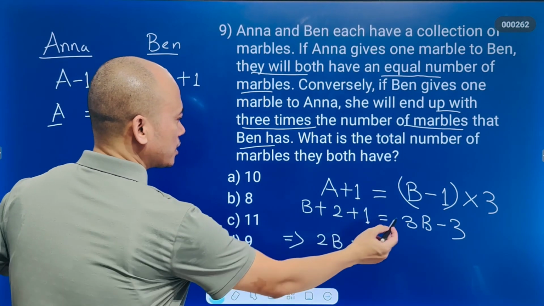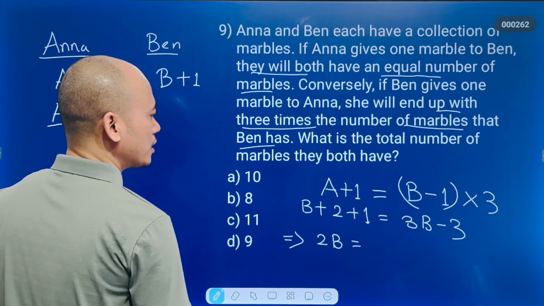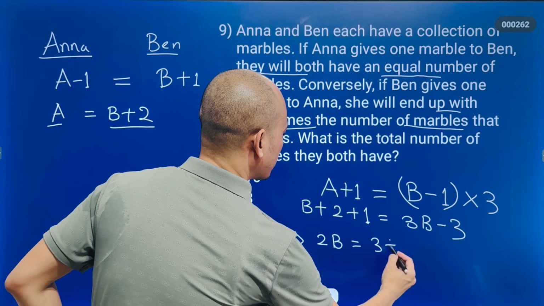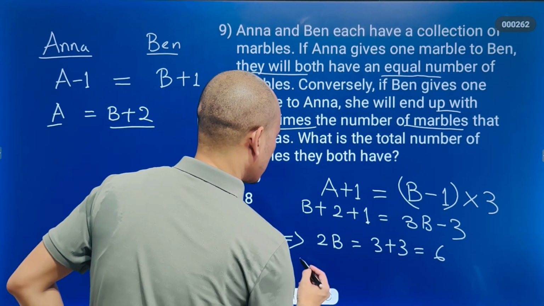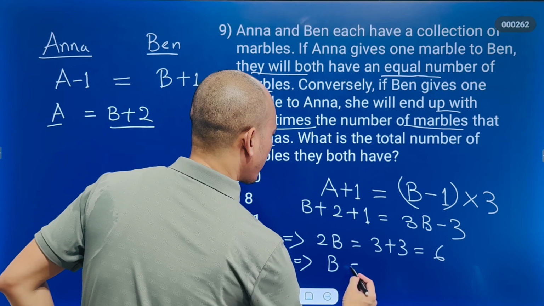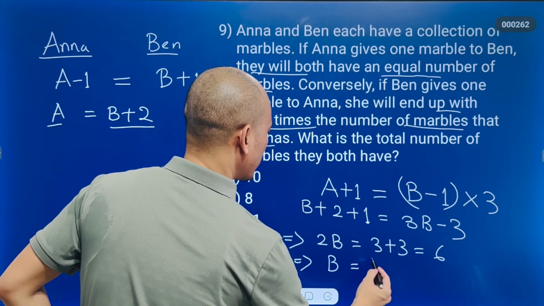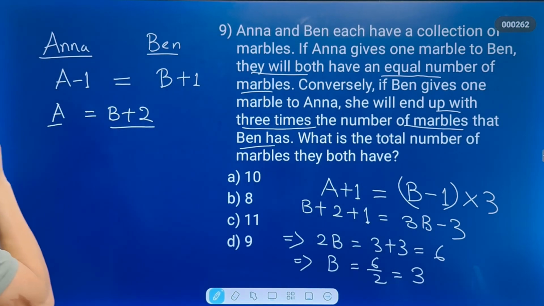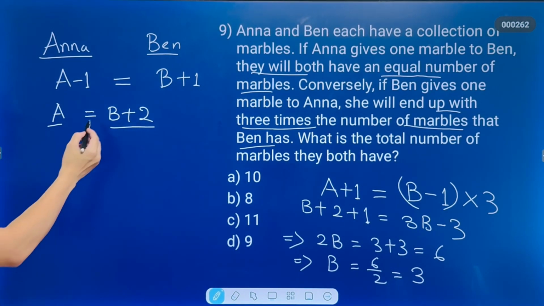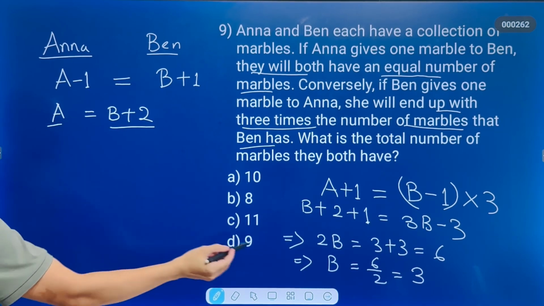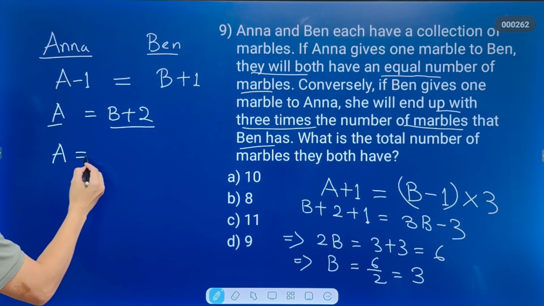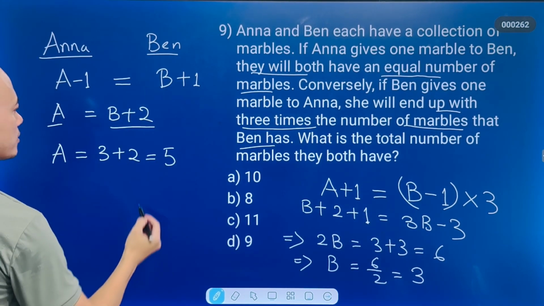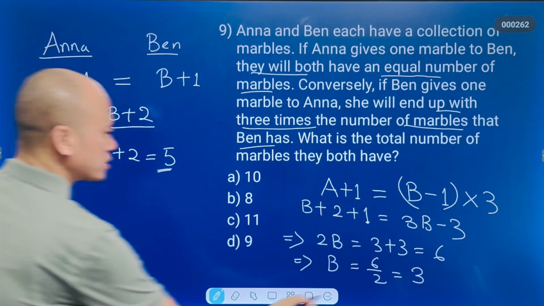So 3B will go this side, 3B minus B will be 2B. So 2 plus 1, 3, this 3 will come this side, 3 plus 3, that is 6. So B will be 6 by 2, so this will be 3. So if B is 3, we got B is equal to 3, so A will be how much? B is equal to 3, 3 plus 2, so A will be 5. So A will be 5, B is 3.